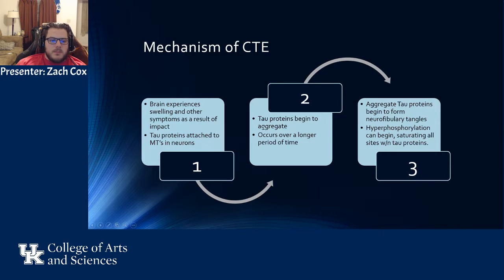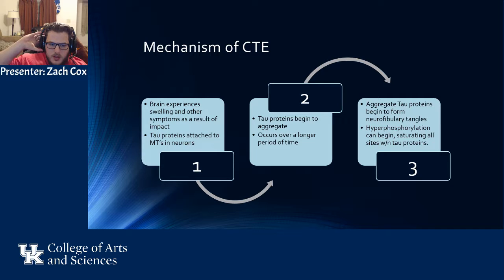So the mechanism, it's a very procedural mechanism. It's very similar in other tauopathies. So for the first step, your brain is going to experience some swelling and some minor symptoms as a result of impact. So think about an initial concussion or an initial period of time where you're having a lot of hits to the head.